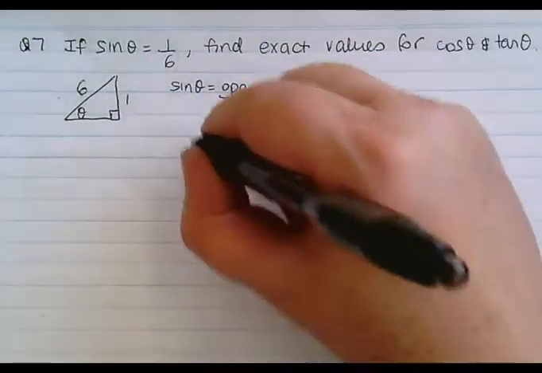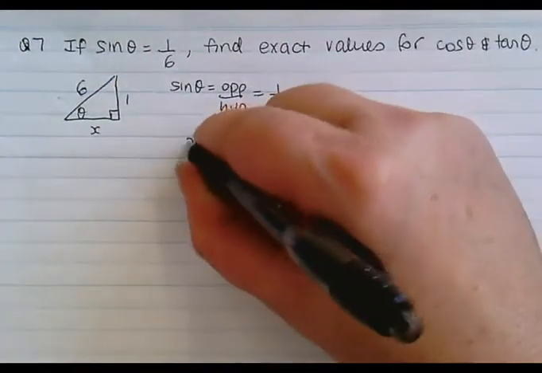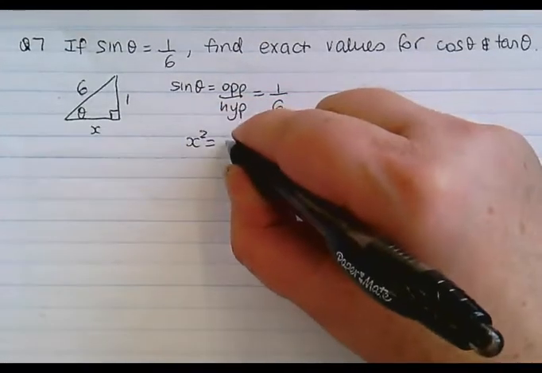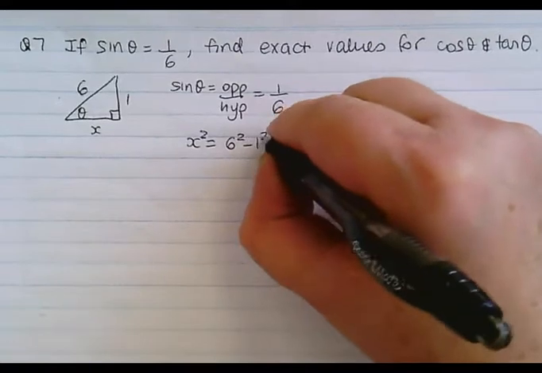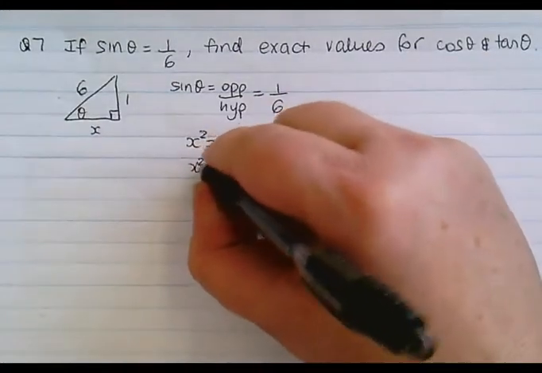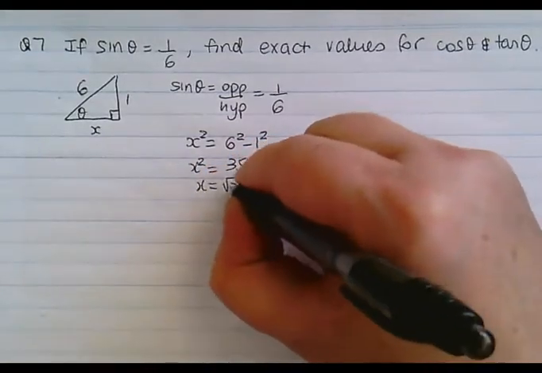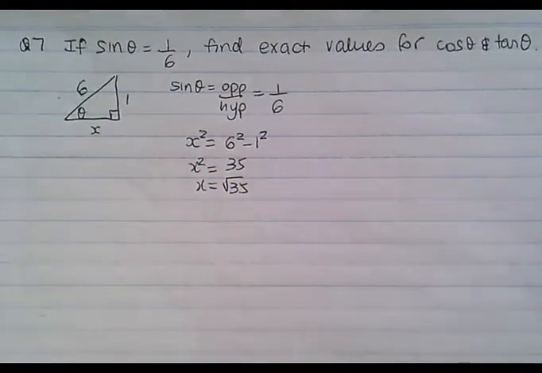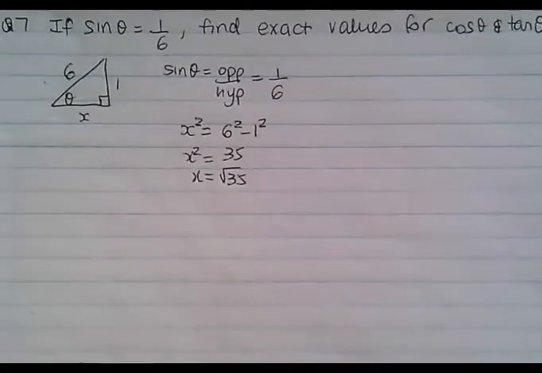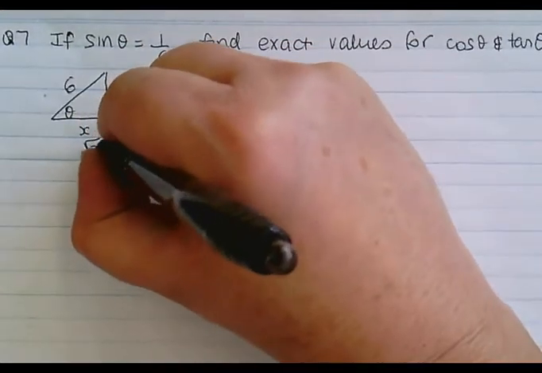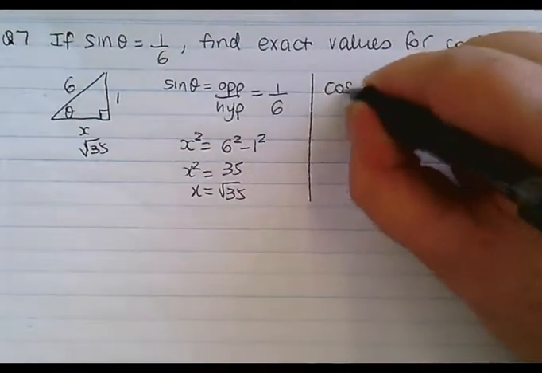And how do you work out the remaining side? I'm going to call it x. Pythagoras' theorem. x squared equals 6 squared minus 1 squared. So x squared is 35. x is the square root of 35. Now I can write out the exact values for the other ratios. So therefore I know that that's square root of 35.